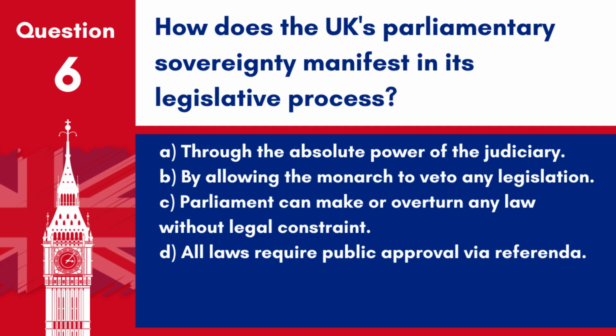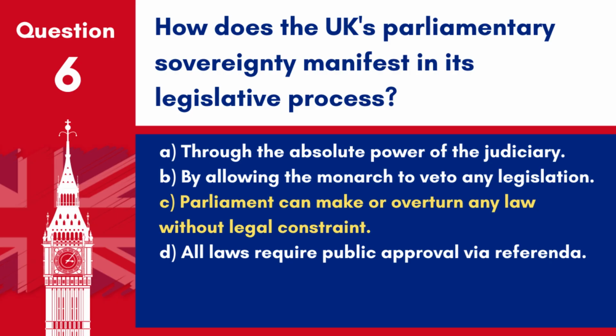Question 6. How does the UK's parliamentary sovereignty manifest in its legislative process? A. Through the absolute power of the judiciary. B. By allowing the monarch to veto any legislation. C. Parliament can make or overturn any law without legal constraint. D. All laws require public approval via referenda.